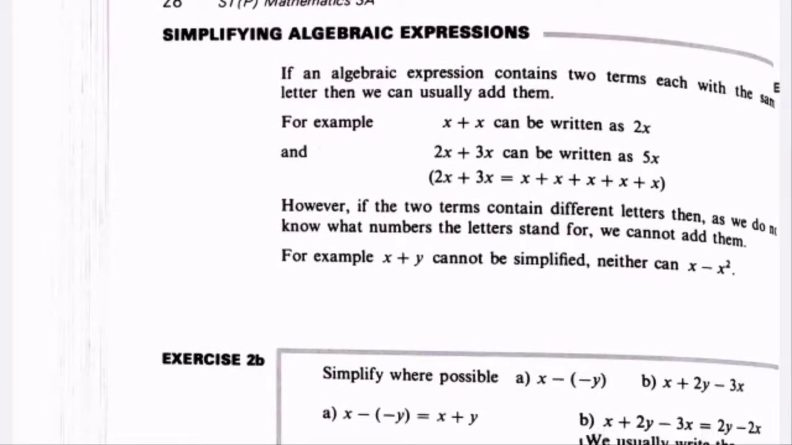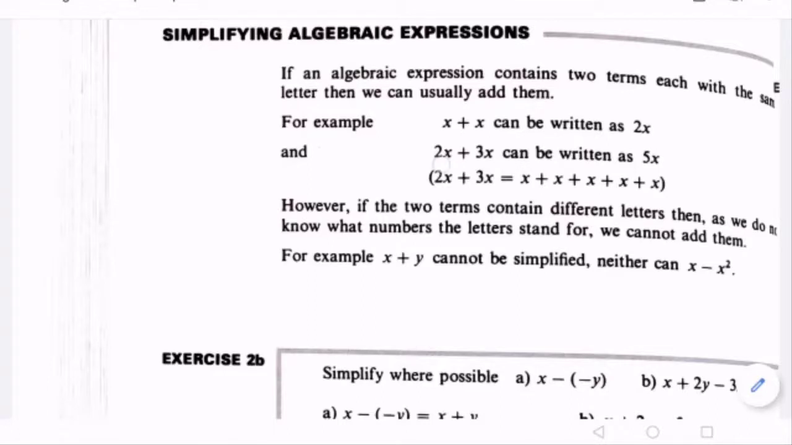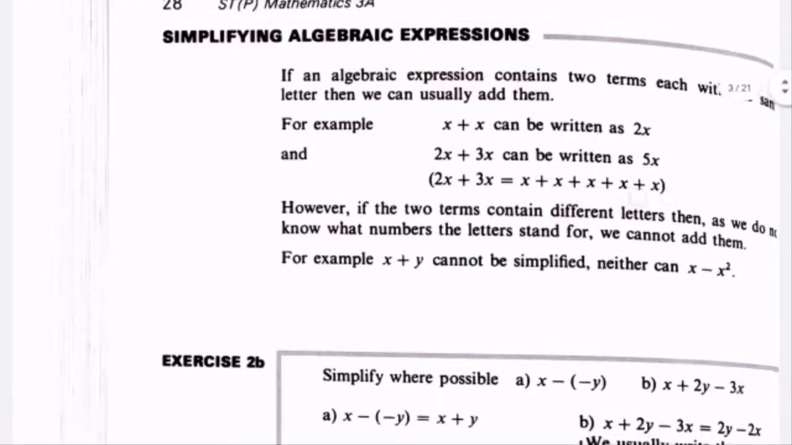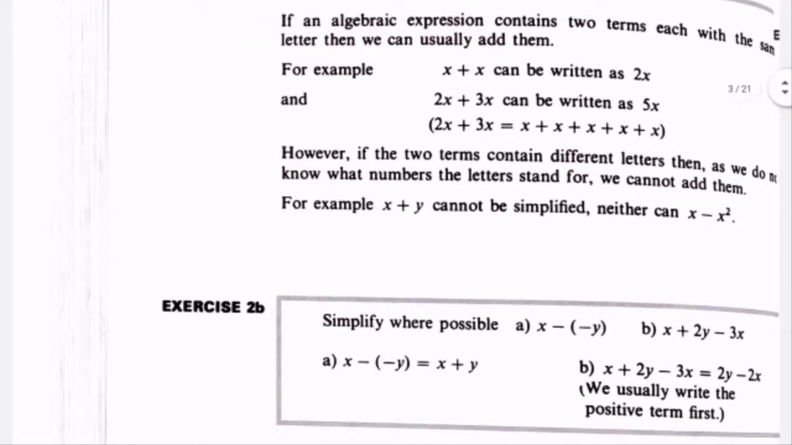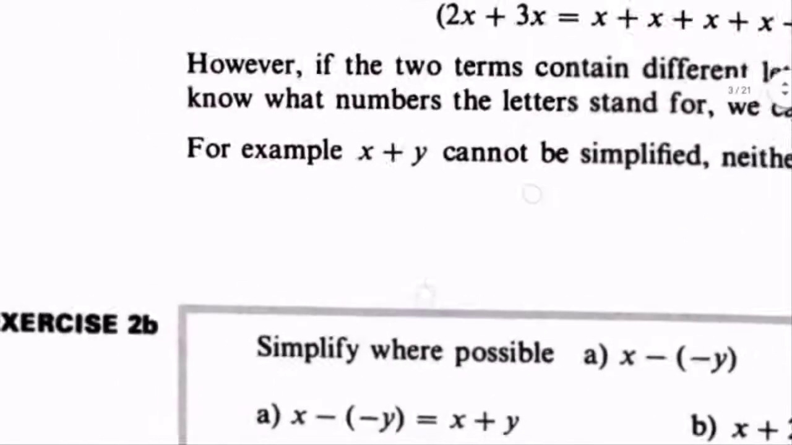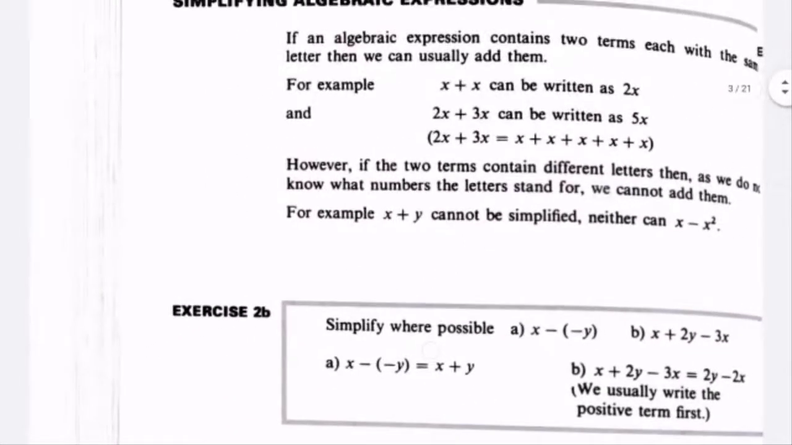plan. If an algebraic expression contains two terms, each with the same letter, then we can usually add them. It is like that: x plus x equal 2x, 2x plus 3x equal 5x. 2x plus 3x means 2x 2 times and x 3 times is coming in the addition. However, if two terms contain different letters like x and x square, these are the different letters, x and y are the different letters, so that's why we cannot add that.